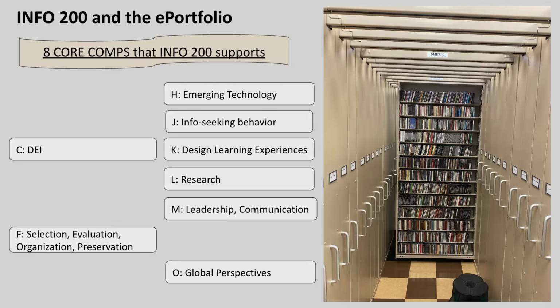Info 200 supports 8 of the 14 core comps. Take a look at the competency titles on screen here and think about how they resonate with the work you're doing in Info 200. Certainly, topics like emerging technology, information-seeking behavior, and global perspectives should sound familiar. And indeed, all of the assignments in Info 200 have the potential to serve as ePortfolio evidence, but this will of course depend on the specific work each individual does on their particular community. Let's go down the list of assignments and see where they might fit in the ePortfolio.